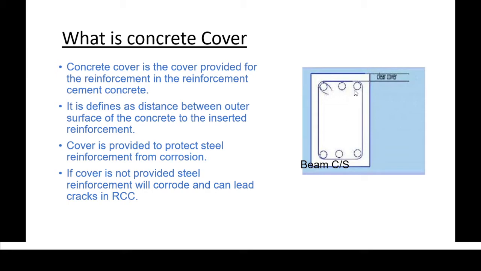As we see in the figure shown, the clear cover is shown in the section of the RCC beam. It is the clear distance between the outer surface of the steel to the surface of the concrete structure. The cover is provided to protect steel reinforcement from corrosion. If cover is not provided, steel reinforcement will corrode and can lead to cracks in RCC. Basically, the main reason for concrete cover is to protect the steel so that cracks are avoided.